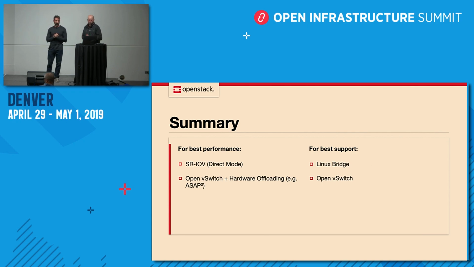So the summary, down to brass tacks. Best performance, these were not a surprise: SR-IOV direct mode and Open vSwitch with ASAP squared. Those offered us the best performance on pretty much all of our tests. For best support, meaning easiest, as well as perhaps most widely used, LinuxBridge and OVS, tried and true.